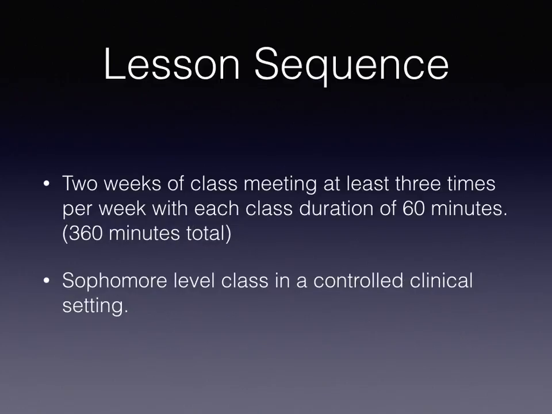Now, how is this lesson going to be perceived from the student, and how are we going to run this whole operation here? Well, it's going to be 2 weeks of a class, meeting at least 3 times per week, with the duration of the class being 60 minutes. So the 2-week total will be about 360 minutes. The sophomore level class is controlled in a clinical setting. Now, the controlled part will be for the test.